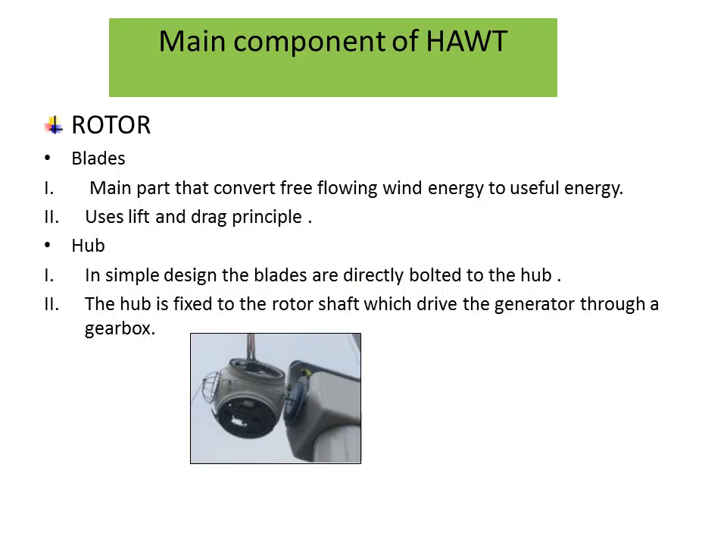Now let's see the main components of the horizontal axis wind turbine. The first main component is the rotor. The rotor consists of the blades and the hub. Let's see the blade first. The blade is used to extract the kinetic energy of the wind and convert it into mechanical energy.